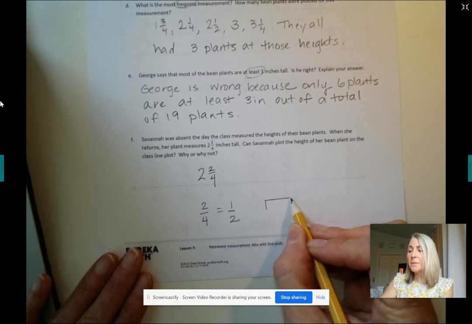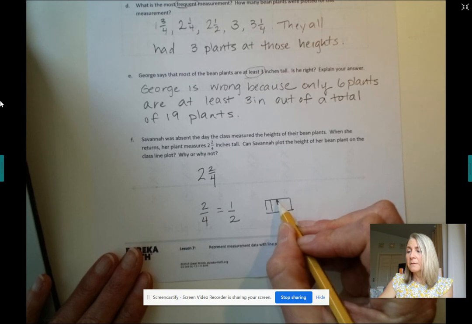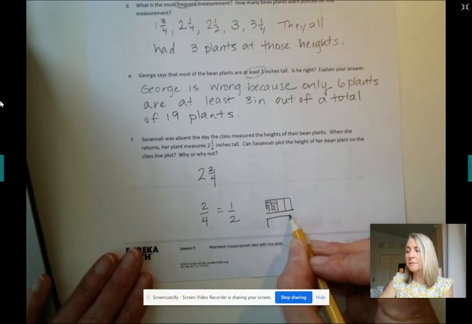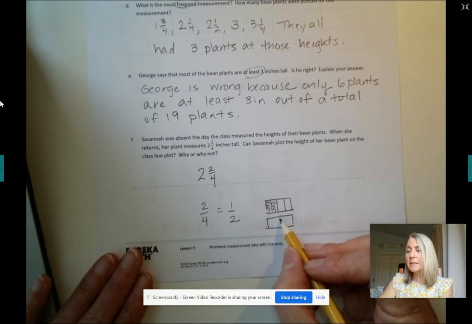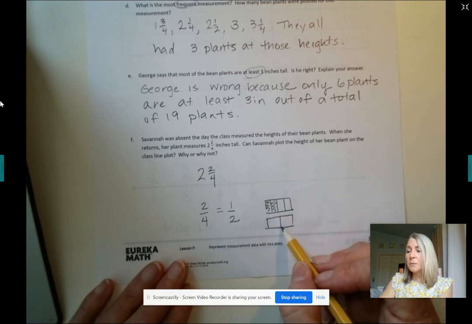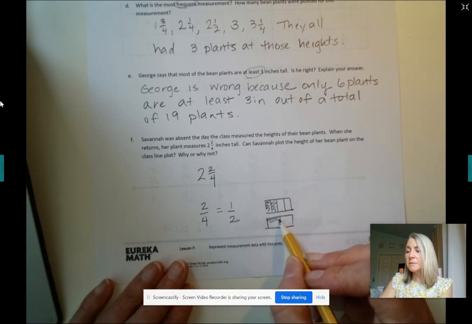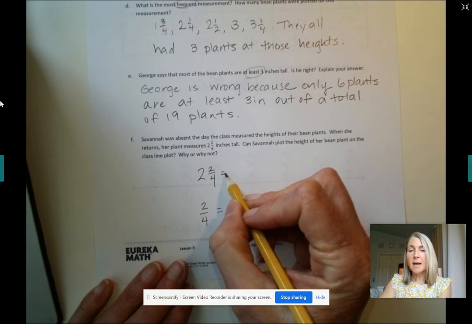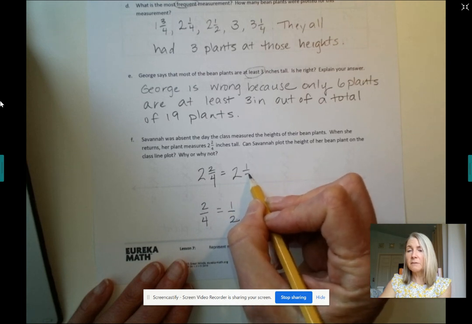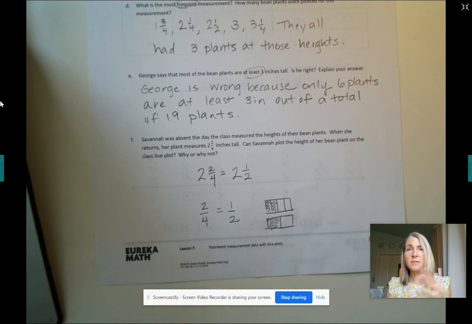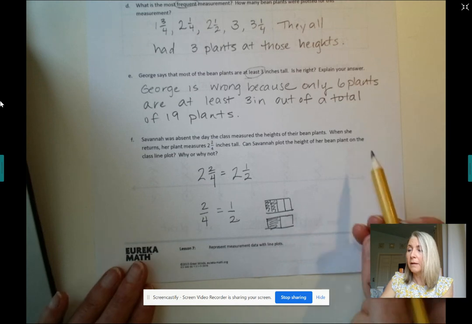If we took a look at a model and we shaded 2/4, right? So they're kind of expecting you to recognize this equivalent fraction. If I pulled down my line and made halves, this is the same amount. So 2 2/4 is actually equivalent to 2.5. And we do have a spot for that on our line plot that's already identified. So we wouldn't put in a new tick mark or anything like that. We could just simply plot her there.